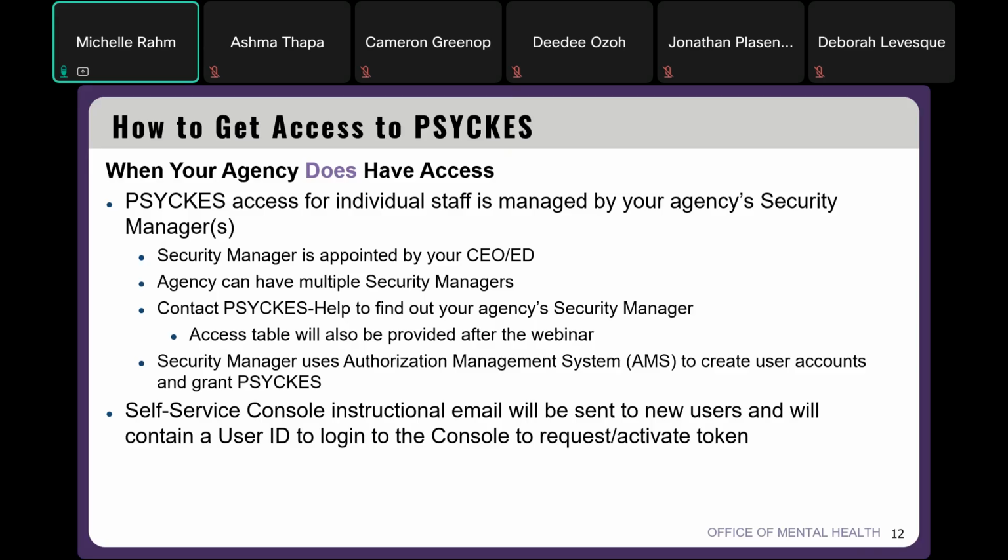Once you're granted access in AMS, you'll receive an email on how to log into what's called the self-service console. This is where you'll need to go to request and activate your token. Your token is what's needed to log into PSYCKES. That will all be included in that instructional email.